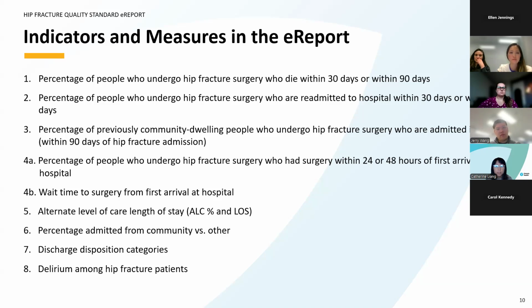Number 5 is the percentage of people who had a stay in an ALC, as well as their length of ALC stay. And we also have some additional information. Number 6 is the percentage that are admitted from community versus another institution, for example. Number 7 is the discharge dispositions of their hospital stays. Where do they go afterwards, or where are they discharged to? And number 8 is delirium among hip fracture patients. So these indicators and measures all align in various ways with the hip fracture quality standard and other initiatives at Ontario Health.